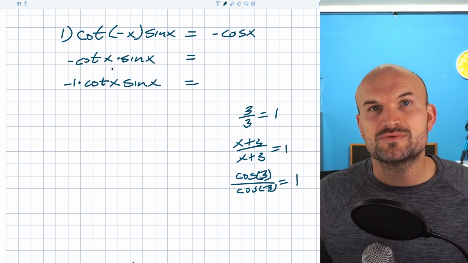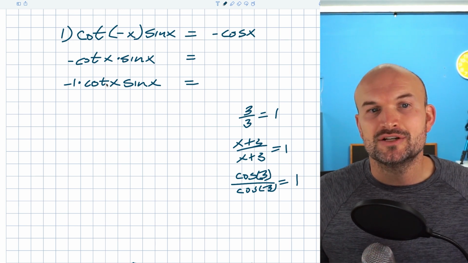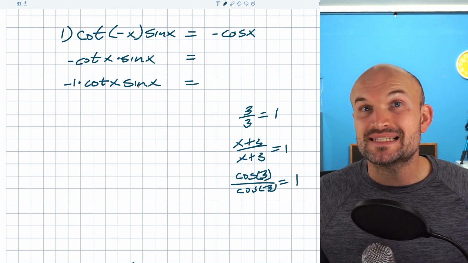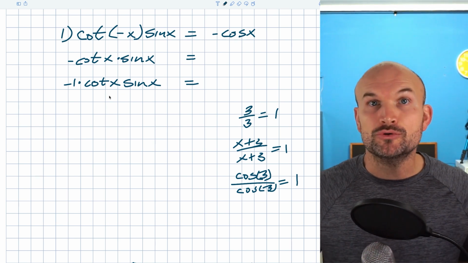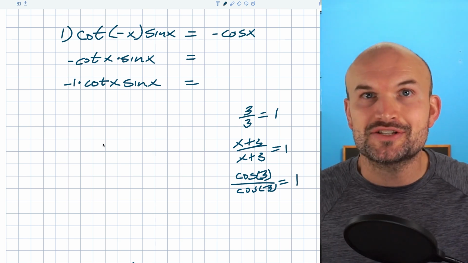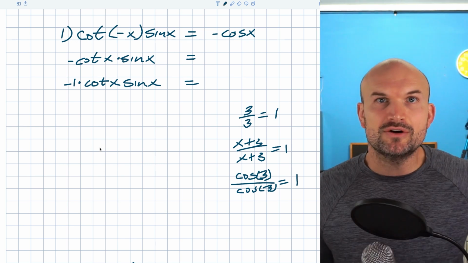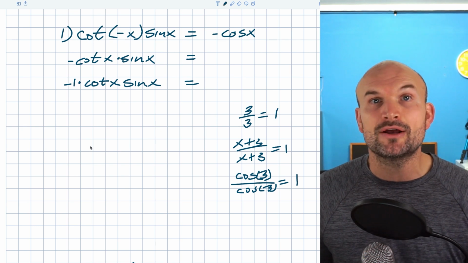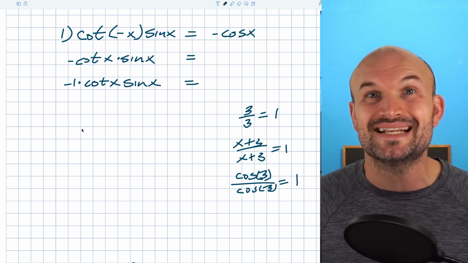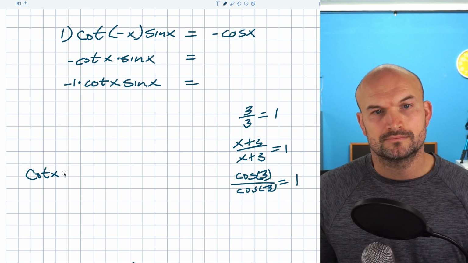So what I need to know is what identities I can use to rewrite my cotangent and my sine, so therefore I'm going to have some numerators and denominators. Now this is where a lot of students get stuck, especially when they're first learning their trigonometric identities, because they don't know which one to choose. So let's go and write out all the different ways we can rewrite cotangent and sine using a fraction.